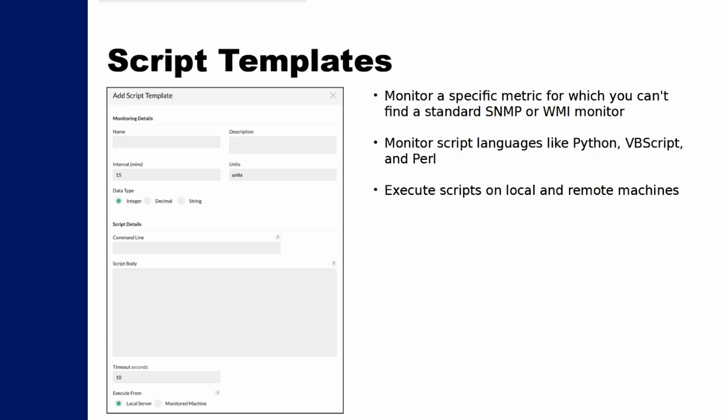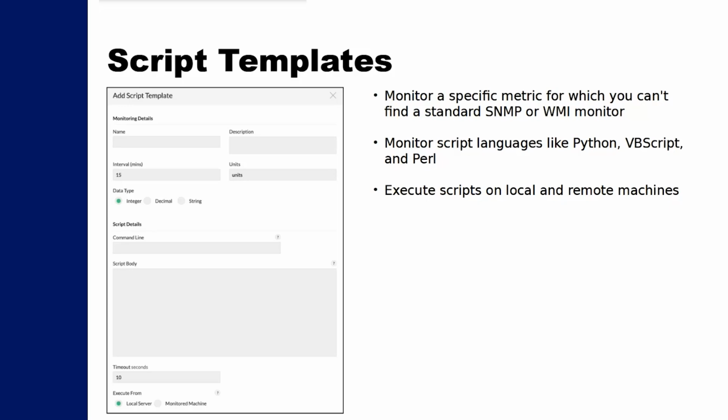In this case, we can come to the OpManager application. Using the script template, we can build our own customized script. The script body and the command line information can be manually updated. And we can also configure whether the script has to be executed from the OpManager installed server or directly from the monitored machine. This configuration can be performed and we can set it.